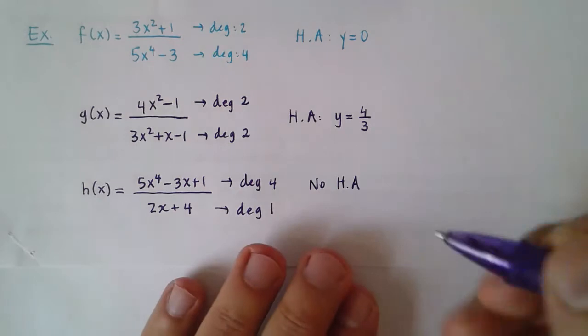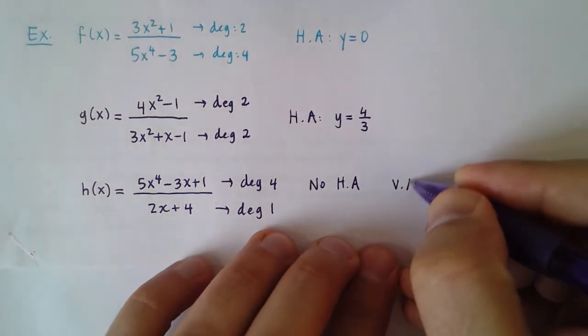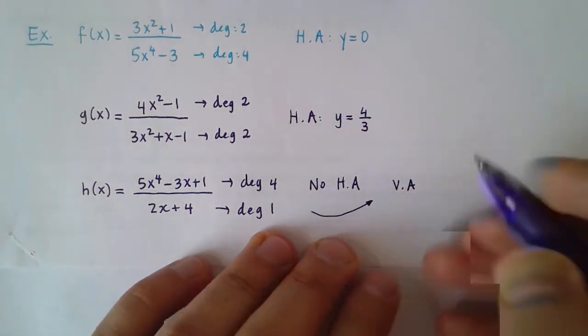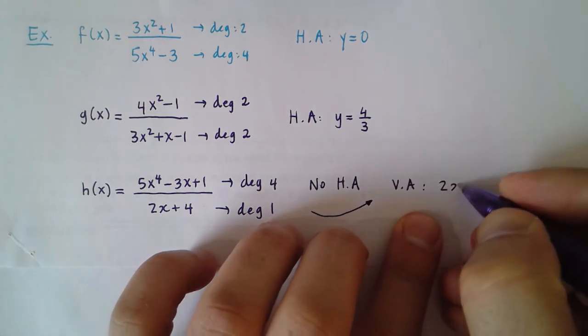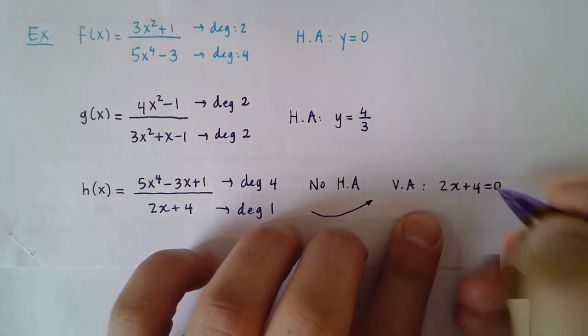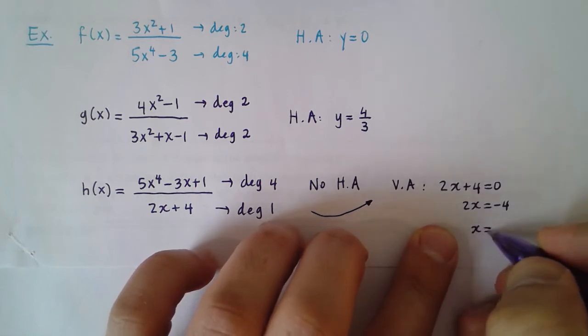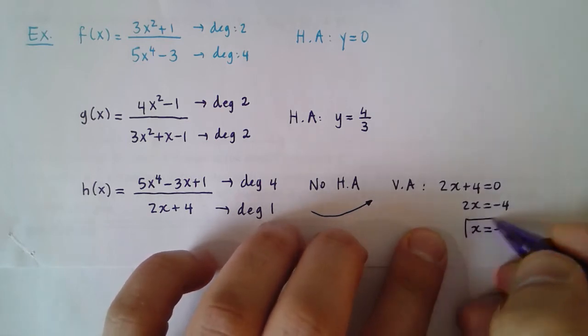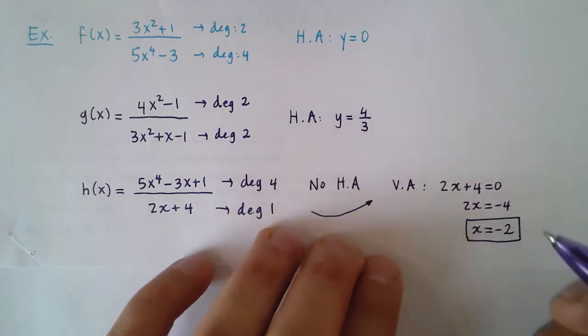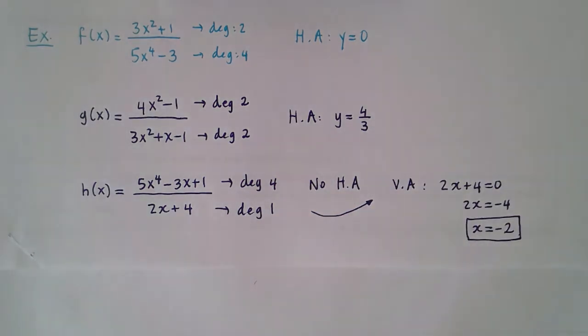For example, for this one, just as an extra, if you want to find the vertical asymptote, you need to set 2x plus 4 equal to 0. So you get 2x equals negative 4. So x needs to be negative 2. That's what we get as the vertical asymptote. That's how we find it.